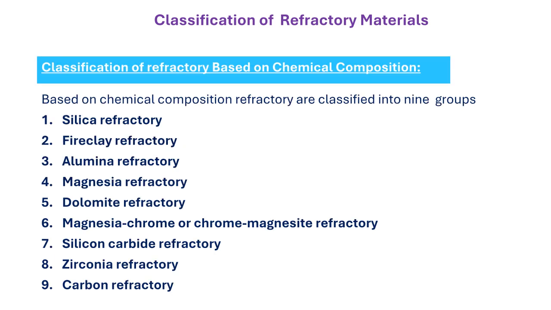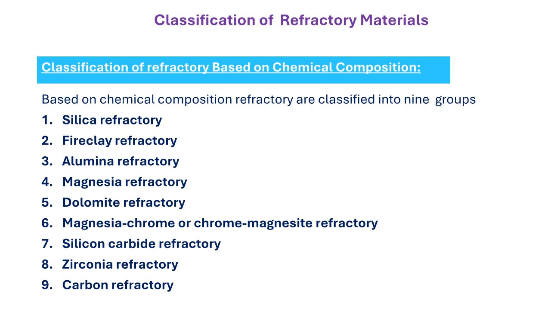Now let's move on to another important way of classifying refractories, by their chemical composition. This is perhaps the most detailed classification system, because it identifies the actual mineral constituents that make up the refractory material. According to chemical composition, refractories are divided into 9 distinct groups. Each group is defined by its primary chemical components, and those components directly determine the material's properties and where it can be used.